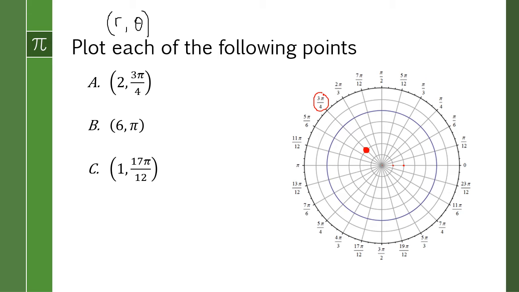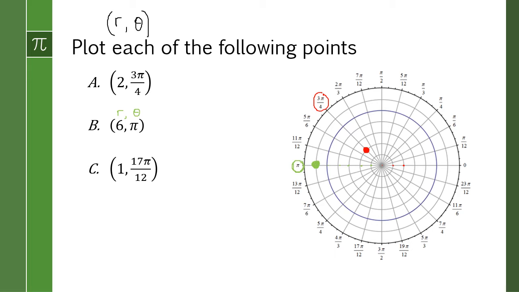If I'm looking for 6 comma pi, I'm going to be having a radius of 6 at an angle of pi radians. So that means I'm going to be going towards the angle or the direction of pi. And I'm going to be going 1, 2, 3, 4, 5, 6 units away from the origin. That right there is the point 6 comma pi.